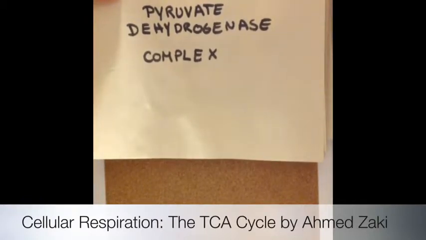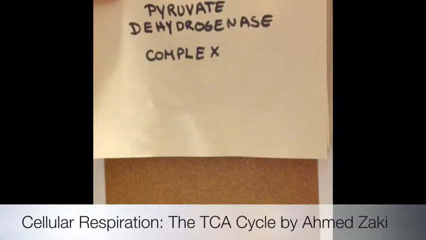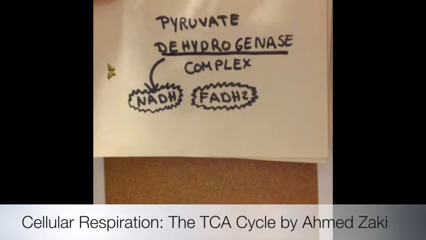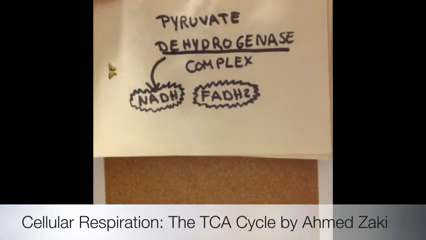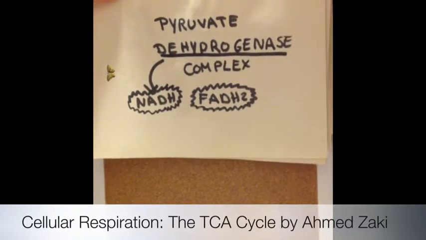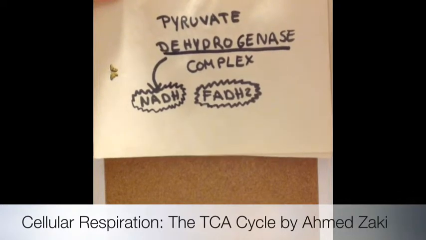If the molecules are enzymes, then the complex usually acts as one large enzyme catalyzing a big reaction or several sequential reactions. The dehydrogenase produces molecules like NADH and FADH2, which are electron carriers used in oxidative phosphorylation. The electron carrier produced by pyruvate dehydrogenase is NADH.